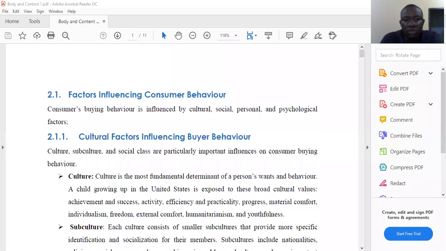So we will be taking a look at some of the factors that lead the consumer to act in either of these ways. And these factors could be cultural, could be social, could be personal, could be psychological. First, just look at the cultural factors that affect the consumer.